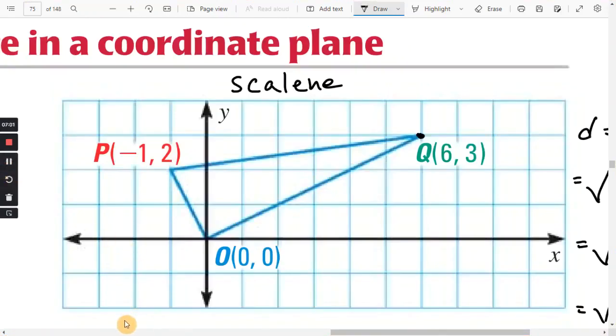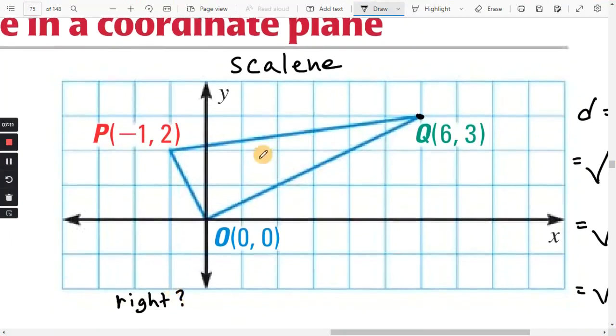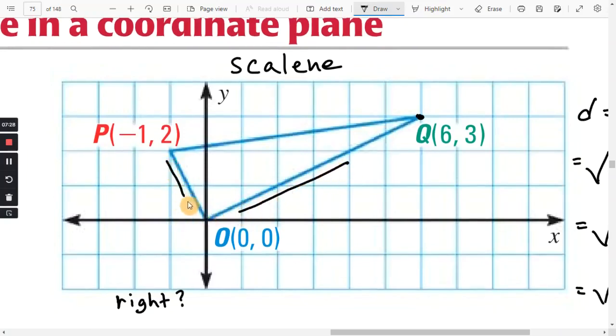Now, the second question they asked is if the triangle is a right triangle, yes or no. Now, looking at this angle right here, it can't be a right angle. And this one here, it just doesn't look like a right angle to me. The only one that could be is this one right here. So I suggest you try to find the slope of this line and this line and see if they are negative reciprocals of each other.